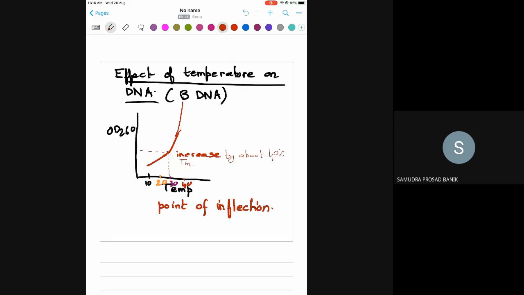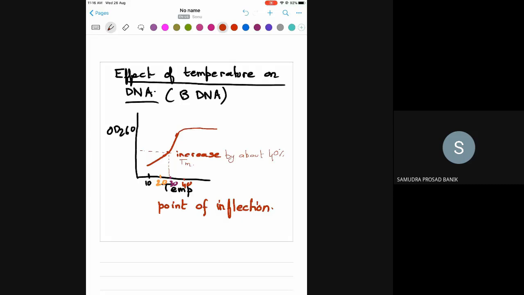No. So what will happen? So this is wrong. It will be leveling at a certain point, which is quite obvious. It will become stable, level with the x axis.